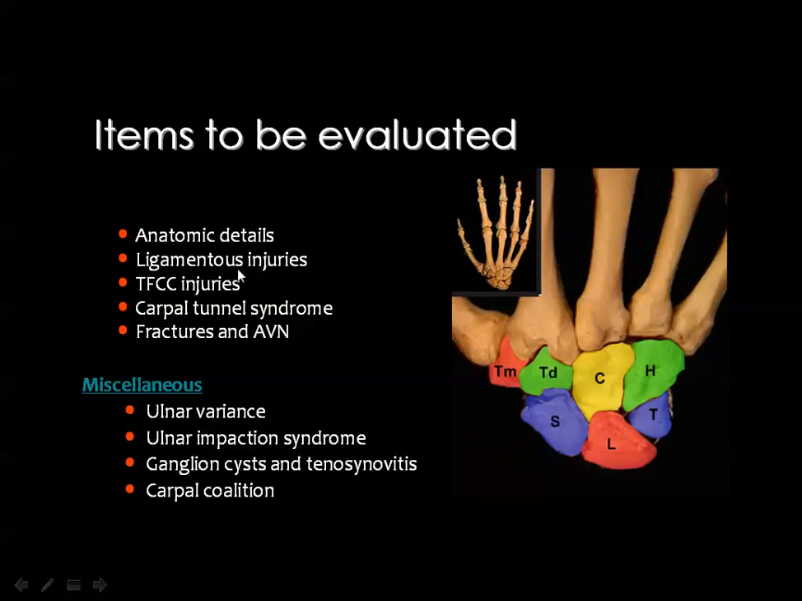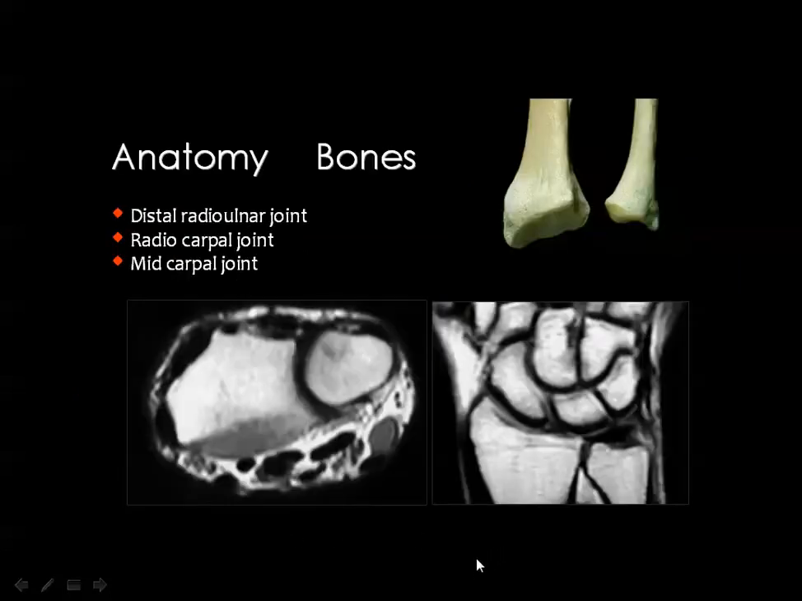Then we'll discuss ligamentous injuries and injuries of the triangular fibrocartilage complex. Then we'll have some knowledge about carpal tunnel syndrome and fractures and avascular necrosis around the wrist, and some of the other conditions that will be handled also: the ulnar variance, the ulnar impaction syndrome, ganglion cysts and tenosynovitis, and finally the carpal coalition.